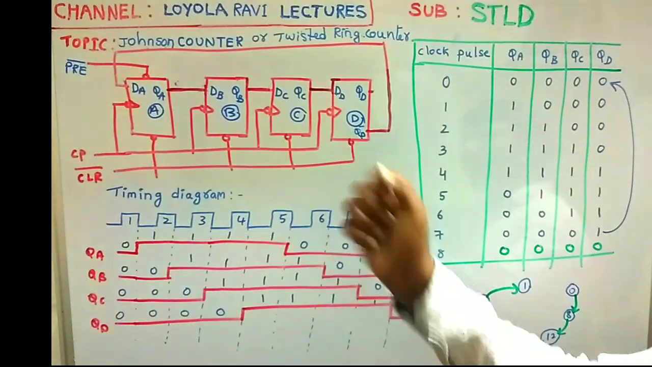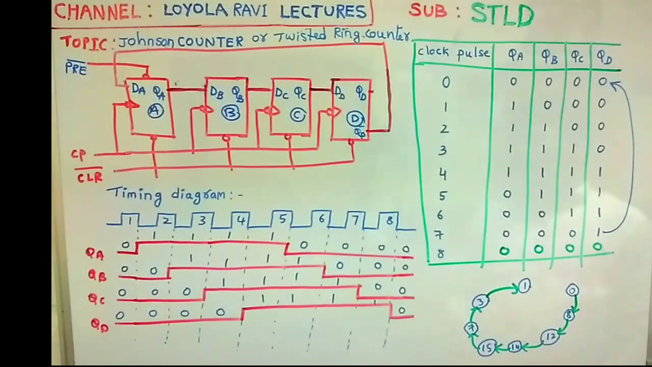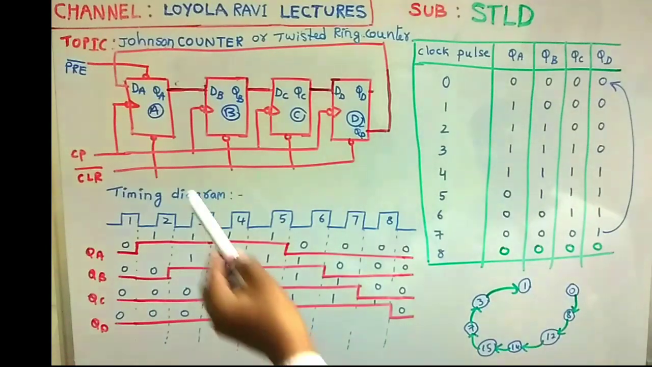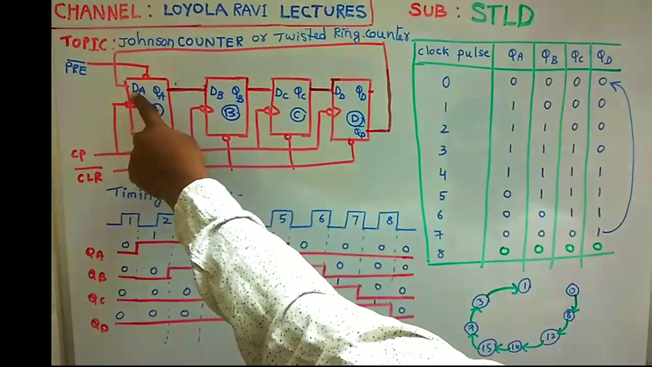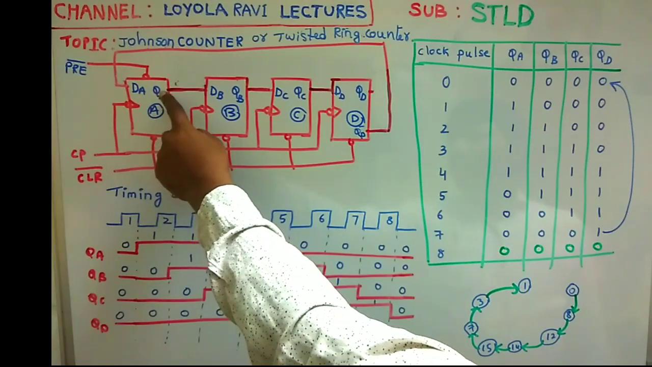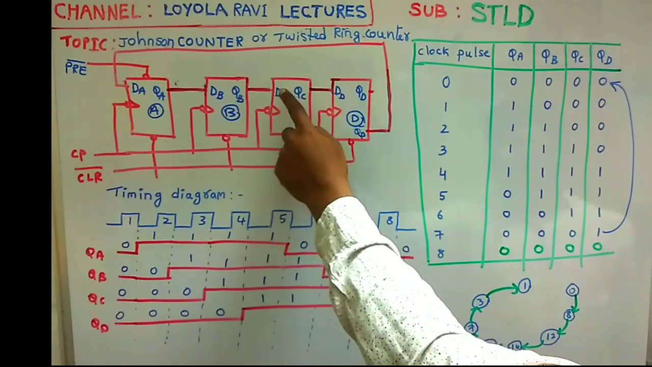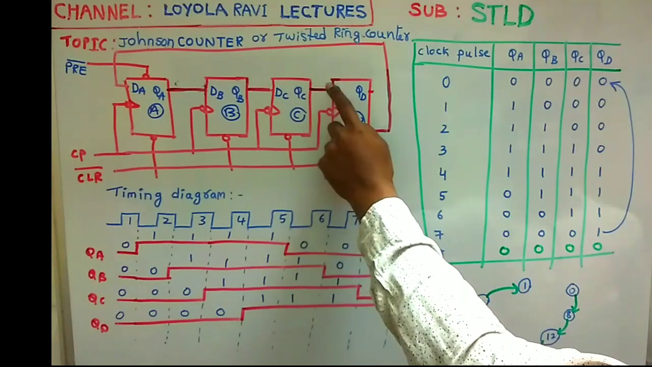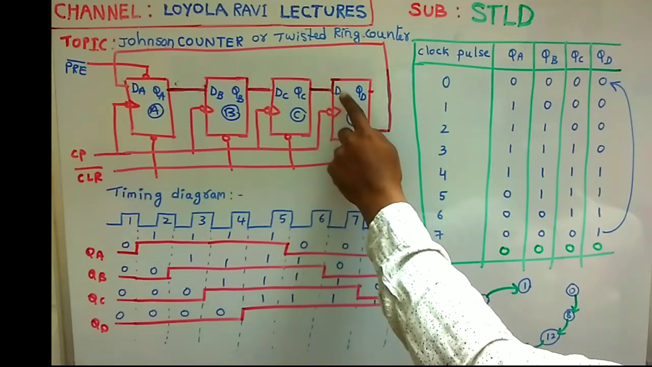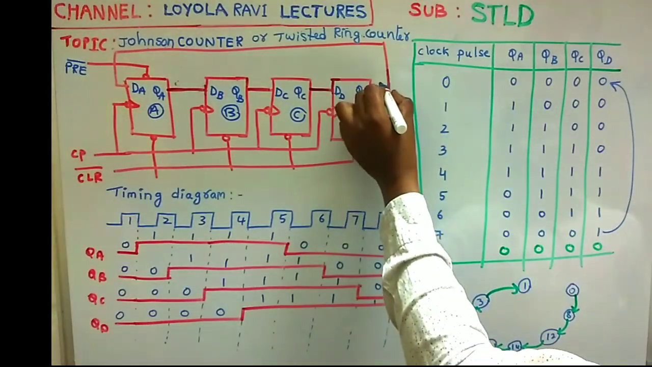For example, without applying clock pulses, same as a ring counter, this is presetting to 1. First flip-flop is presetting to 1. That's why here DA becomes 1. DA is 1 means QA is equal to 1. QA 1 means DB 1. DB 1 means QB 1. QB 1 means DC 1. DC 1 means the output of the DC is QC 1. QC 1 means flip-flop DD 1. DD 1 means QD 1.